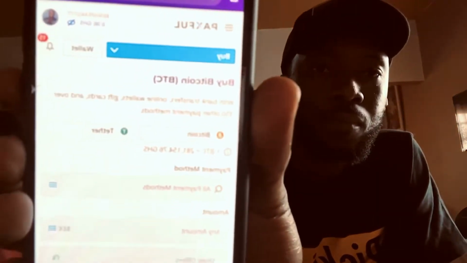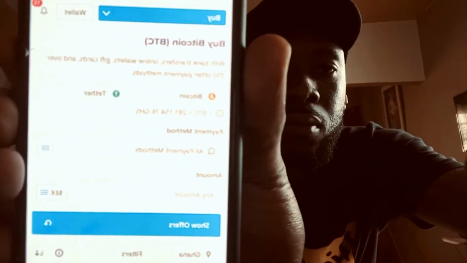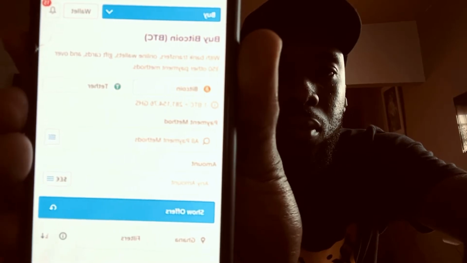You just go to buy Bitcoin, and I'll show you. When you go to buy Bitcoin, there are over 350. This thing is not focusing. Hold on.